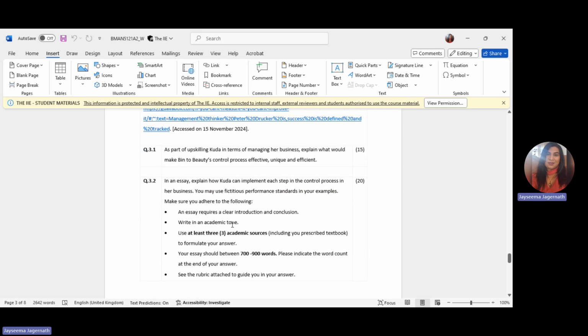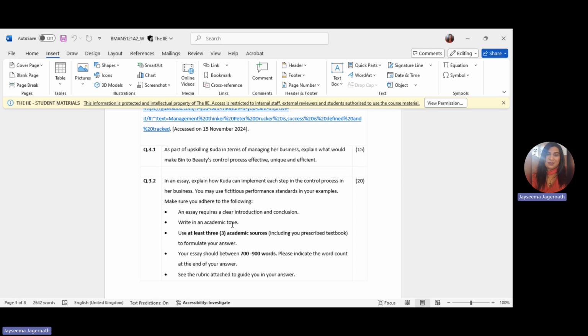Then for 3.2, you're going to have to write an essay, so introduction, body, and conclusion. You've got to use 3 academic sources at the very least. Please keep your essay between 700 to 900 words. If you are slightly over, it's okay, but try to keep it as close to that as possible. There is a rubric to guide you in that.